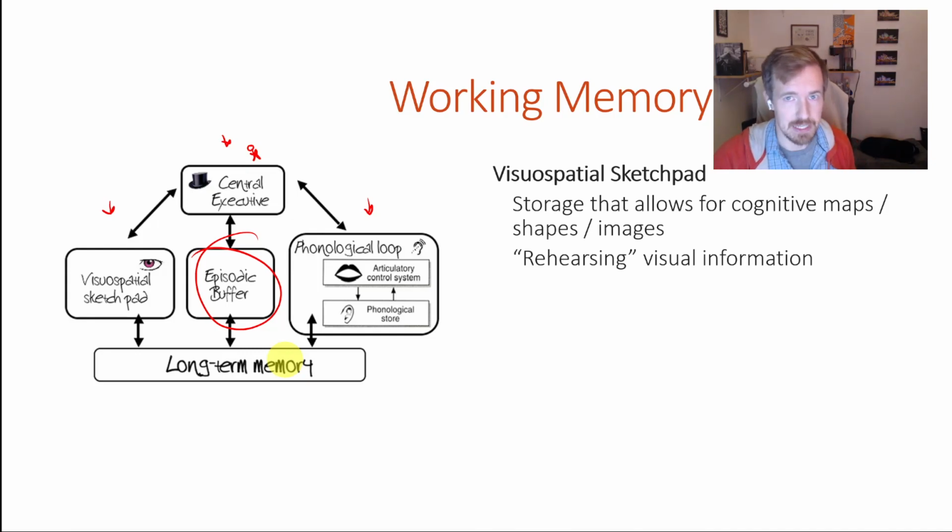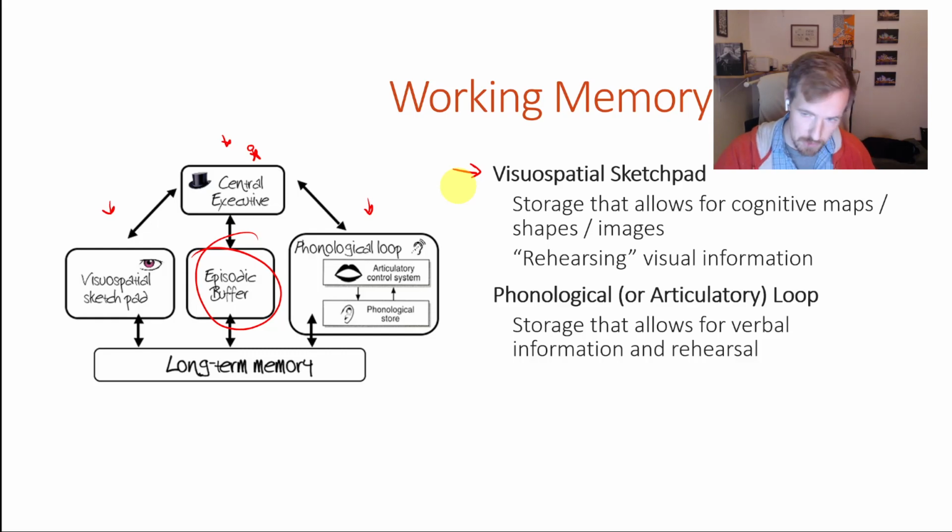Working memory is our ability to temporarily store and manipulate items over a very short period of time. An example is the visual spatial sketchpad, which is used for storing visual information, which can include information about space, like a cognitive map. It can also be remembering what someone's face looks like, or remembering a symbol or a piece of graffiti that you see on a wall. That's the visual spatial sketchpad.